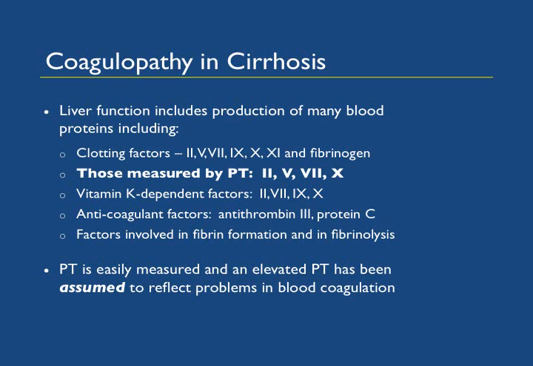The liver also, however, stimulates and produces a lot of anticoagulant factors. Prominent among these are antithrombin 3 and protein C. The liver also makes factors involved in fibrin formation and in fibrinolysis. Now, the prothrombin time is something that's easily measured clinically, and an elevated prothrombin time has been assumed to reflect problems in blood coagulation in patients with cirrhosis.